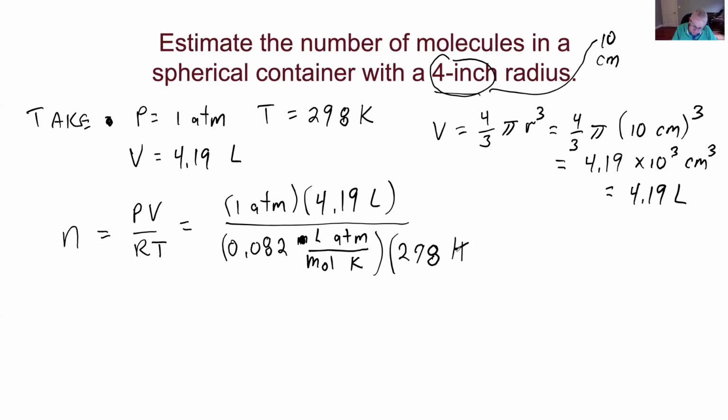I swear I'm writing a K there. Okay. And if I multiply all that out, my notes say I get about 0.17 mole. That was a 7 when I wrote it, really. All right. If I want to get to molecules, which was the actual question, all I have to do is take my 0.17 mole and multiply it by Avogadro's number. When I do that, my notes claim I get about 1 times 10 to the 23rd.